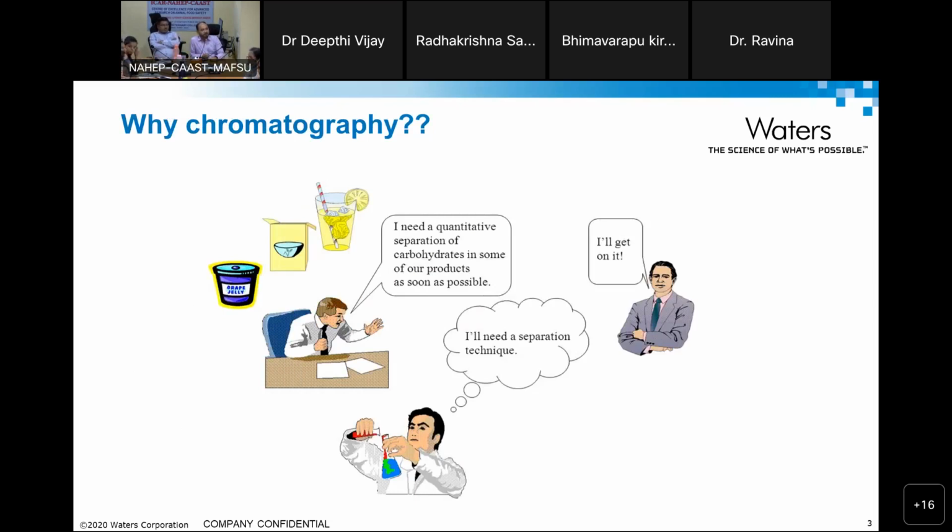One of the managers in a food product company is asking a laboratory scientist in his company that he needs a quantitative separation of some of the carbohydrates which are present in their product. The scientist thinks that if he needs to quantify each of the carbohydrates separately, he has to separate them. Then and only then can he quantify them precisely and accurately. So that's how chromatography plays a very critical role.